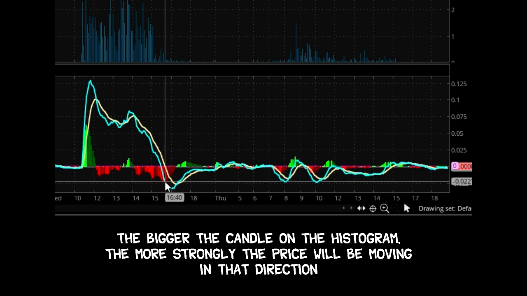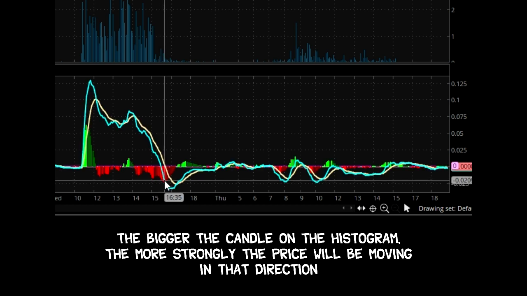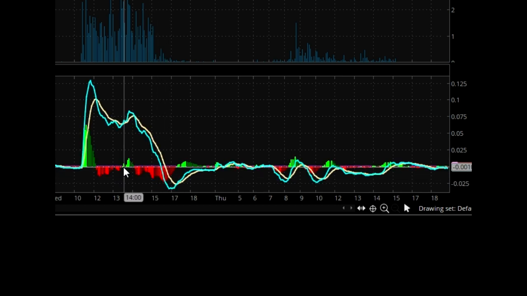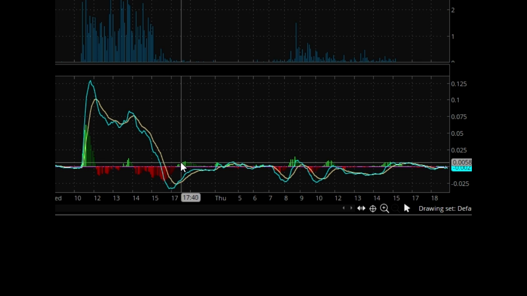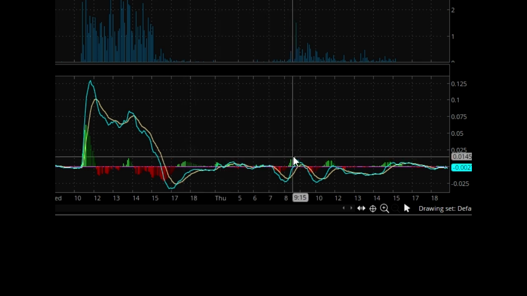So the bigger the red candles on the histogram facing downwards, honestly, the histogram might be the most important part of the MACD. Because the bigger the red candles, you'll see the more the price ends up shooting down. And usually you'll see big red candles on a downtrend. And that's all it really is with the histogram. Just remember, the bigger the candle, the more strongly the price is probably going to be moving in that direction.